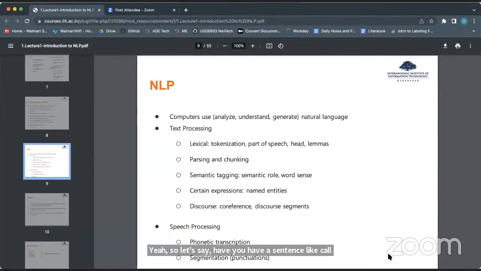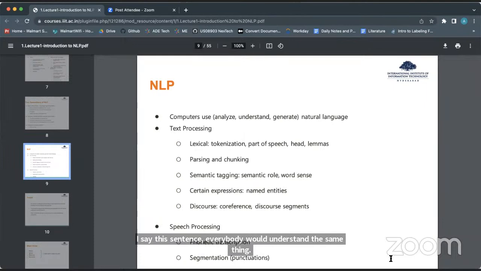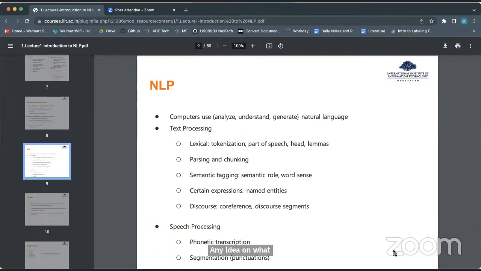So what do you understand from the sentence? What are the possible meanings that any person would take from the sentence? Or does the sentence only have one understanding? If I say this sentence, everybody would understand the same thing. Any idea on what possible meanings this sentence could have? Just quickly on the chat if anybody is active, basically not sleeping.